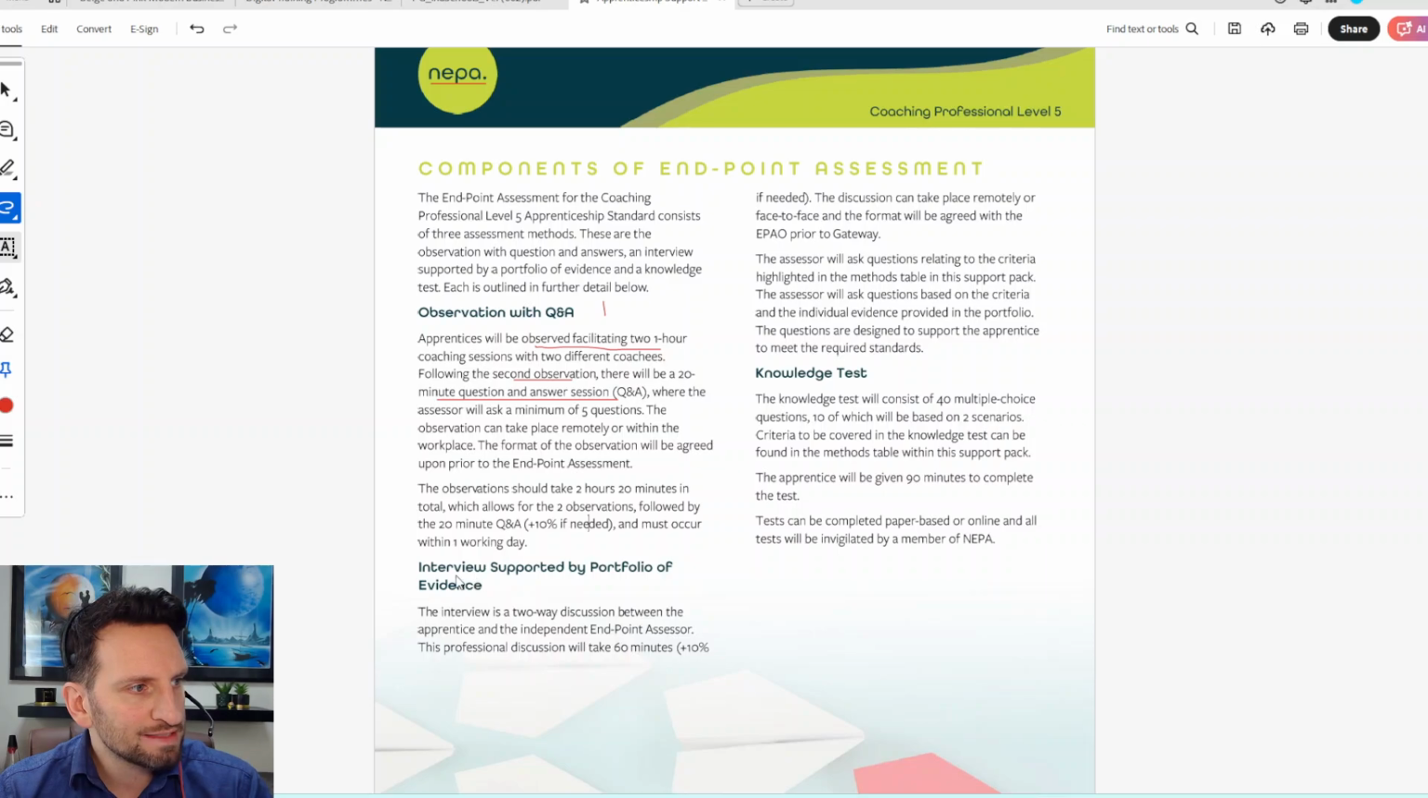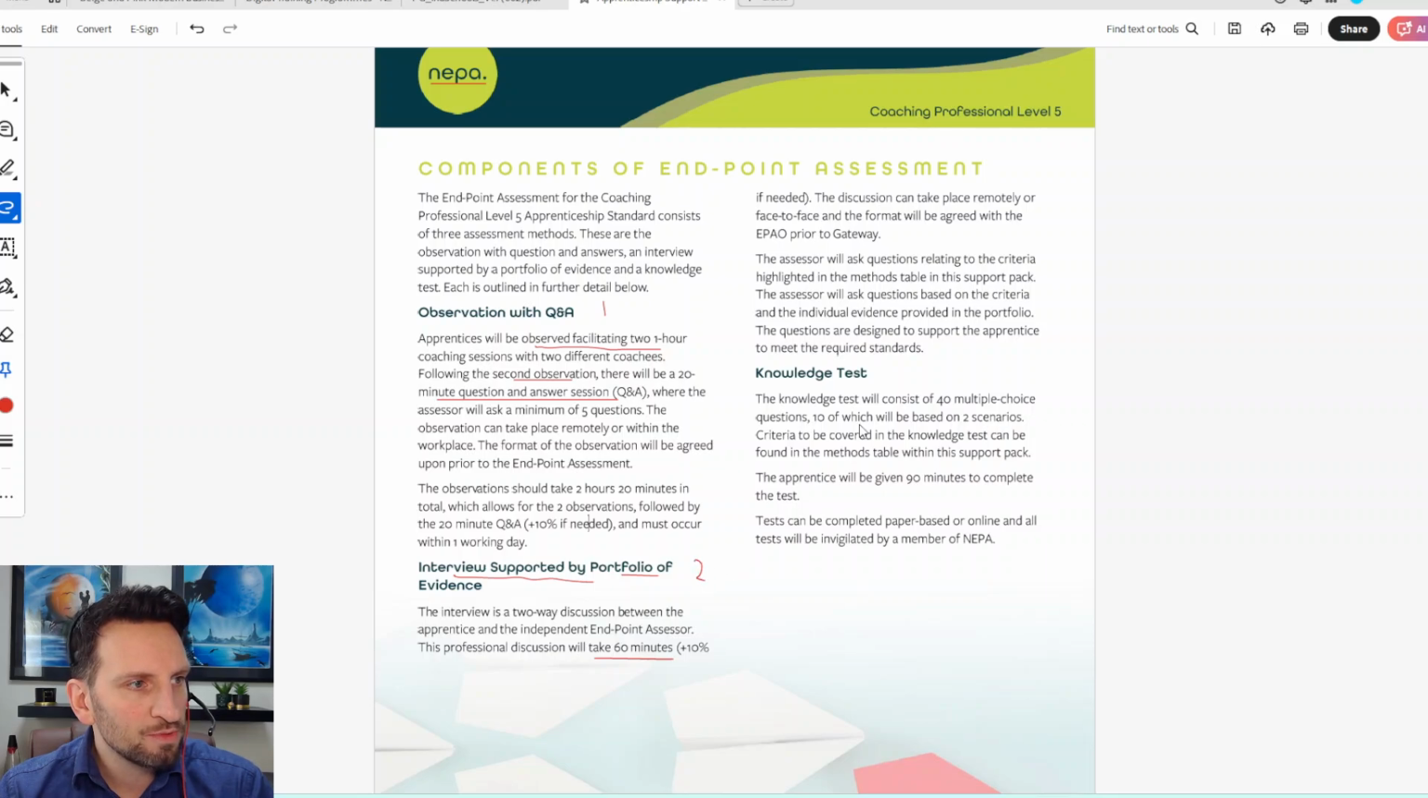The next part is an interview supported by your portfolio of evidence, and the professional discussion will take 60 minutes. Throughout the program, you're going to collate information, resources and assignments that show and demonstrate your knowledge, skills, and behavior. You'll get asked questions around those by your professional discussion assessor, and they will want you to demonstrate that you've got the knowledge, that you've produced those assignments, and that you've fully understood the tasks that you've undertaken.